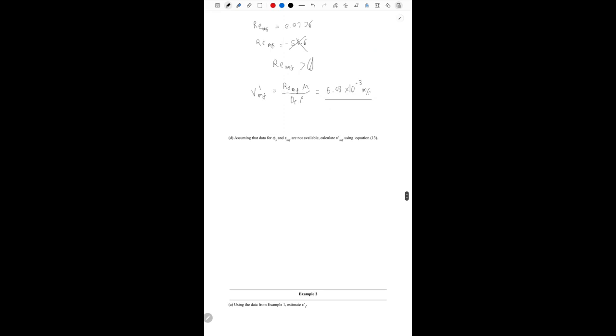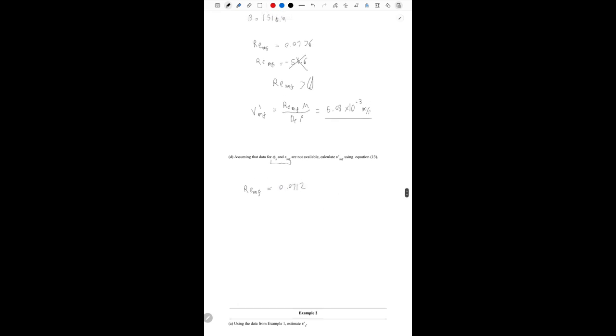Okay, part D wants us to do the same calculation, but this time assuming that the particle size and the minimum fluidization porosity are not given. In this case, we're instead going to use equation 13, and we'll get that the Reynolds number at minimum fluidization is equal to 0.0712, which is still very close to the one we calculated in part C. Then using the same method, we calculate the minimum fluidization velocity, and in this case it's 4.16 times 10 to the negative third meters per second.